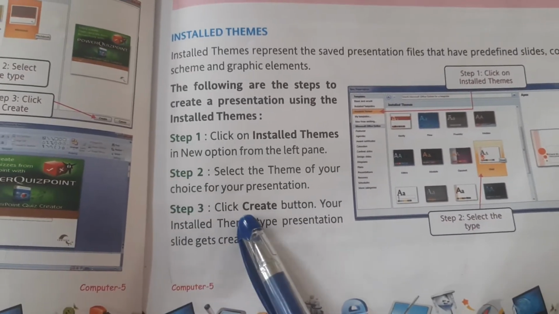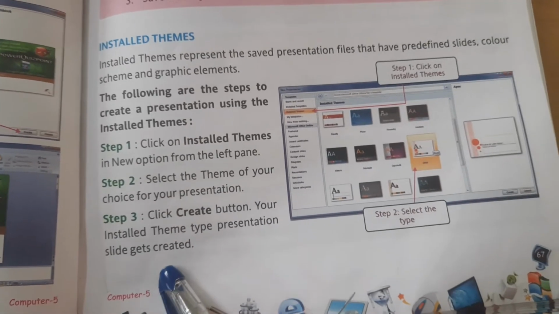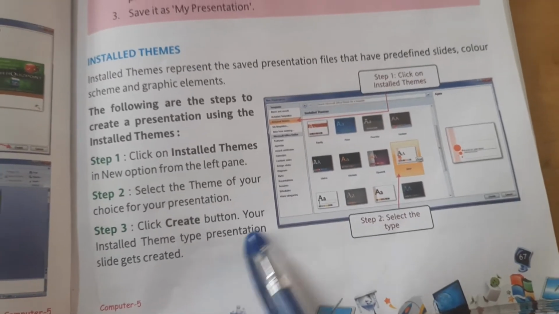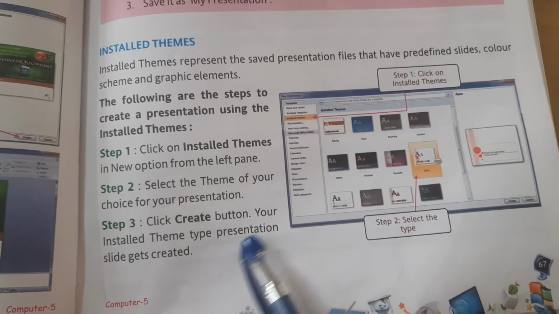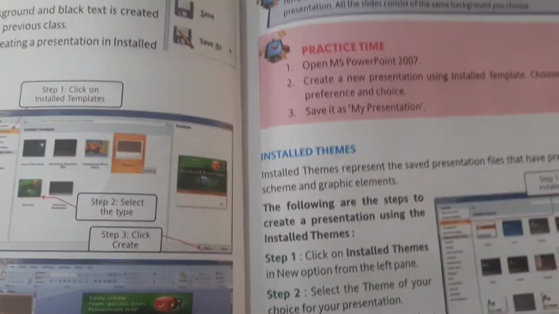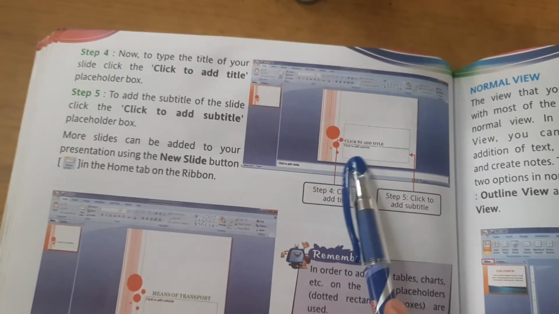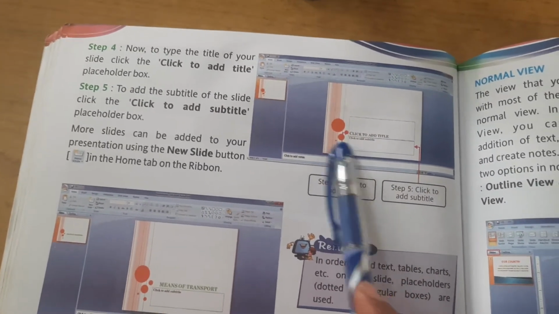And step 3, click the create button. Your installed theme type presentation slide gets created. So when you hit the create button, then the installed themes type presentation will be created. Like here you can see we have chosen this theme and so our presentation is created this way.